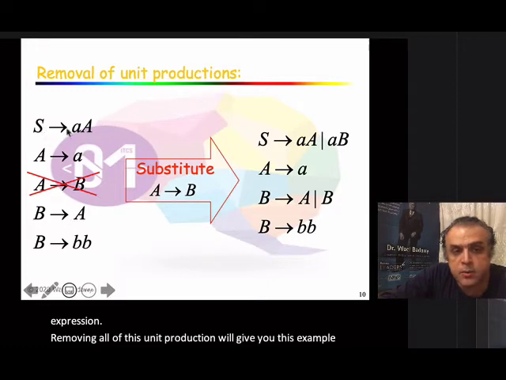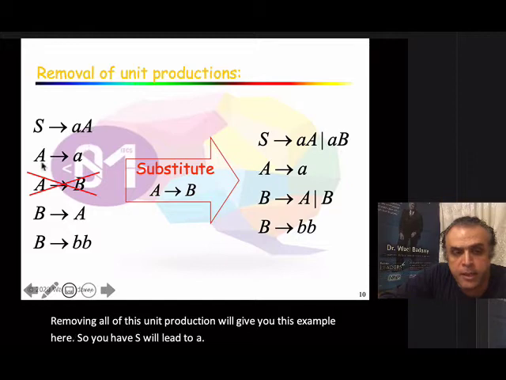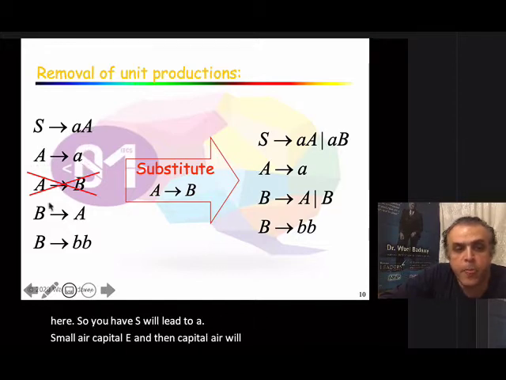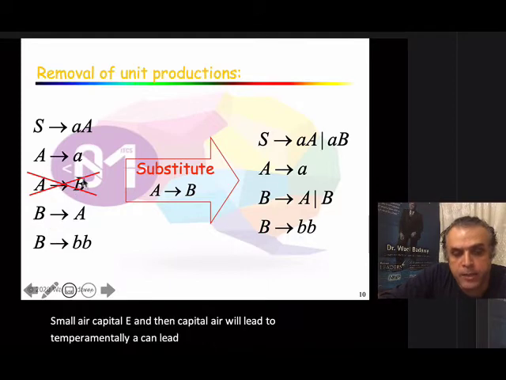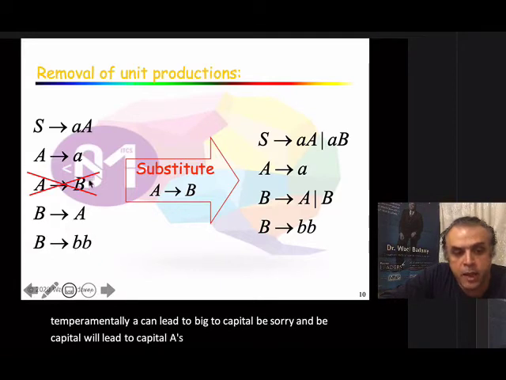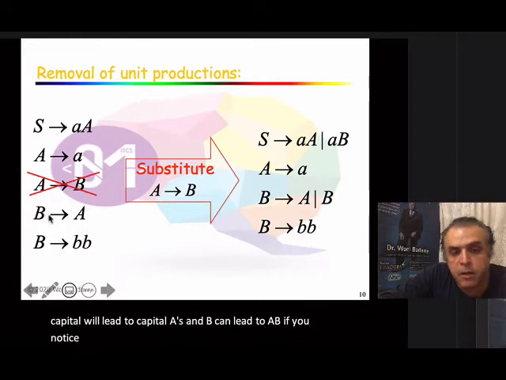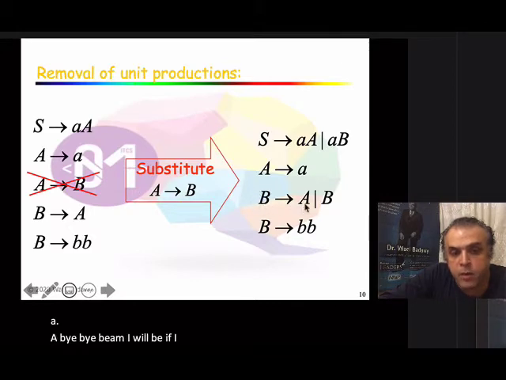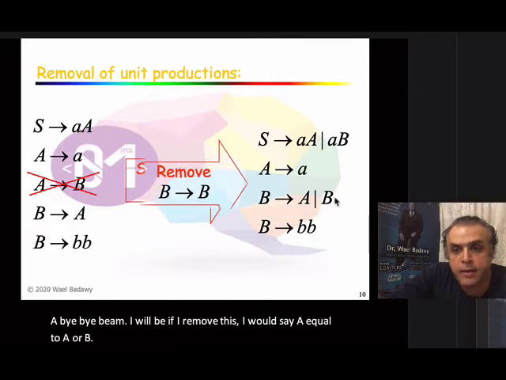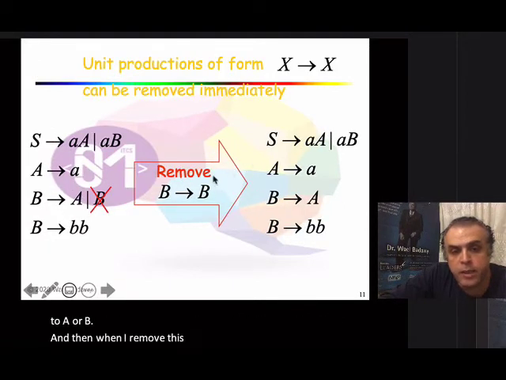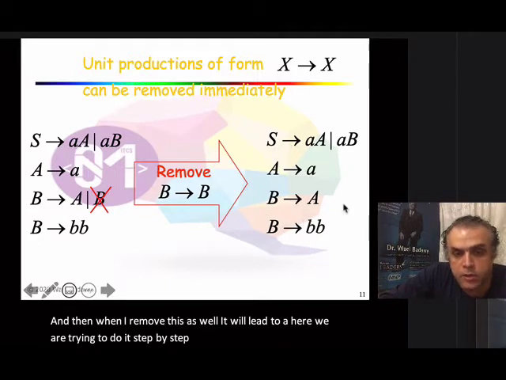So you have S will lead to A small a capital A, and then capital A will lead to terminal A. A can lead to capital B, sorry, and capital B will lead to capital A. Then B can lead to A and B. If you notice here, this means A and B are equivalent. So if I substitute A by B and remove this, I will say A equal to A or B. And then when I remove this as well, here we are trying to do it step by step, it will lead to this particular expression where I remove B from here.